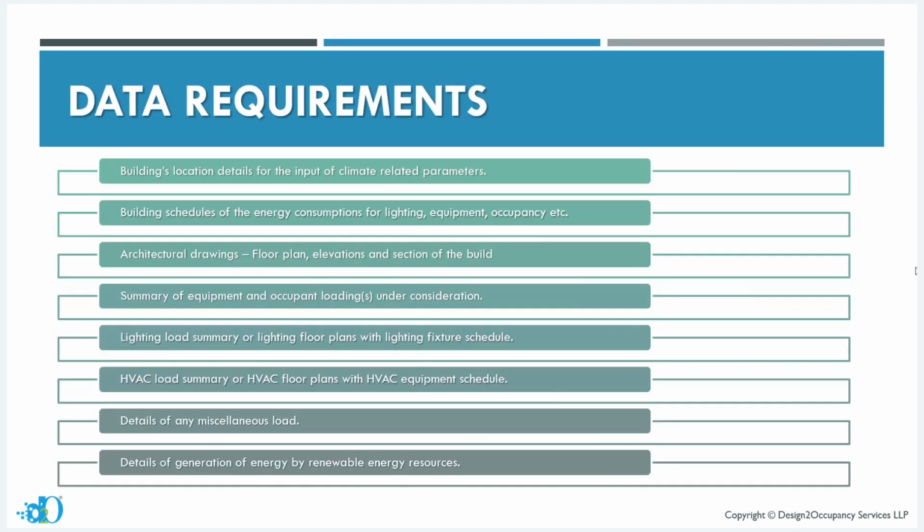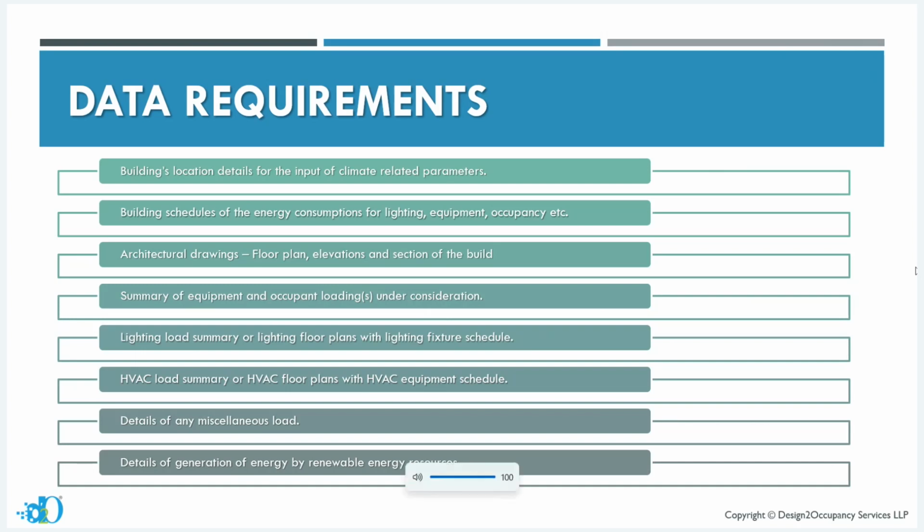So now let's talk about data requirements. What data do we require to make an energy efficient building? First is the building location details. Definitely where the building is and what its orientation is, all this information we need. Second is the building schedules of the energy consumption. Schedules are like how things are running in a particular day. Like normally lights are on from after 6 o'clock in the evening till 11 or 12. So these schedules we need to give.